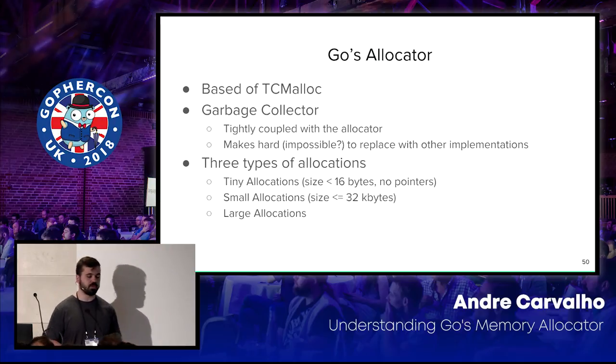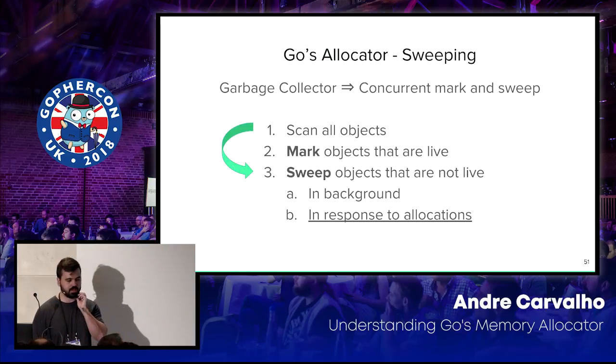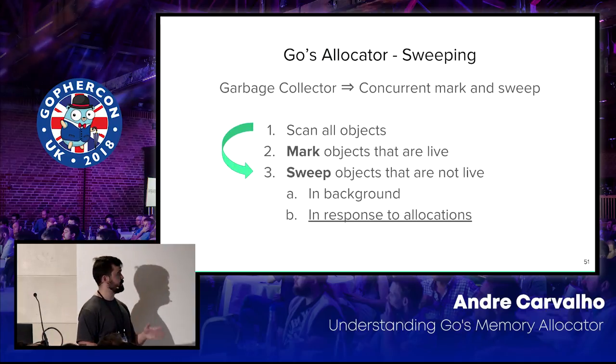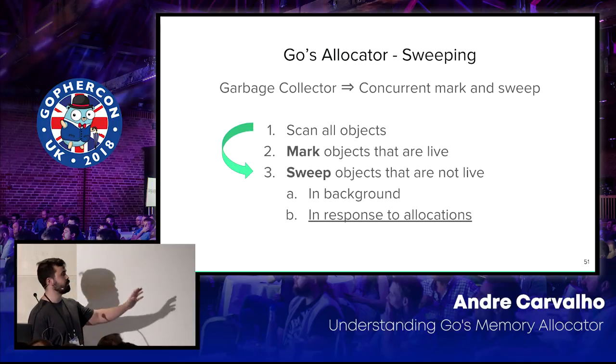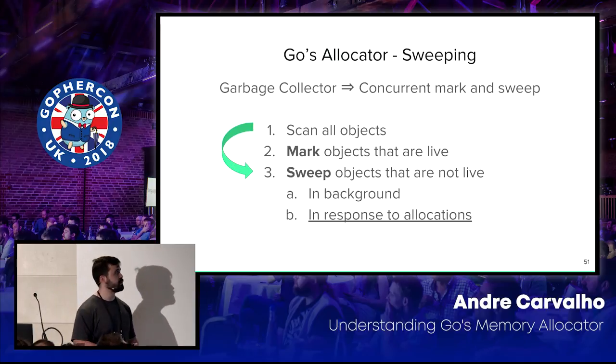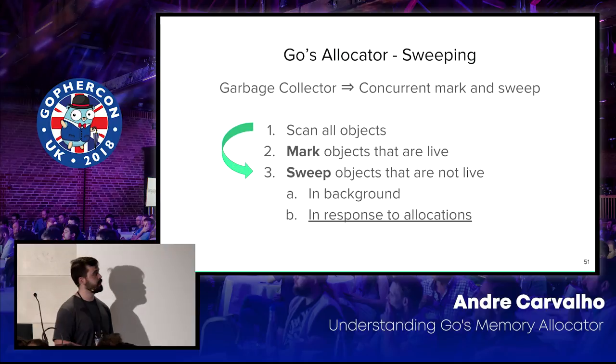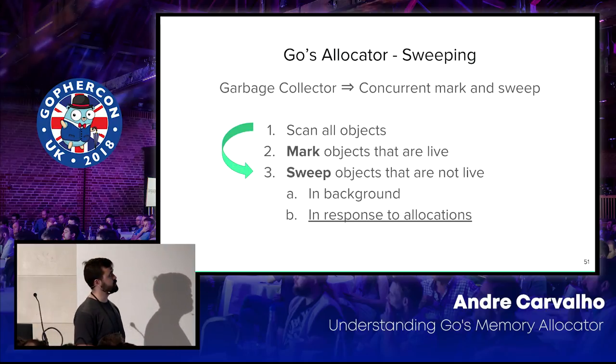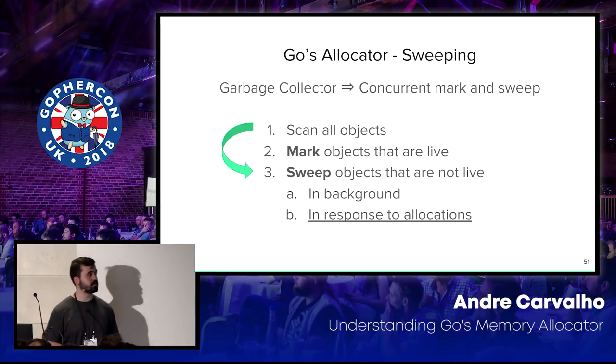and that have no pointers. We are going to cover this one in a minute. So before diving into the details, this is a really oversimplified view of how the garbage collector works in Go. The garbage collector in Go is said to be a concurrent mark and sweep garbage collector.